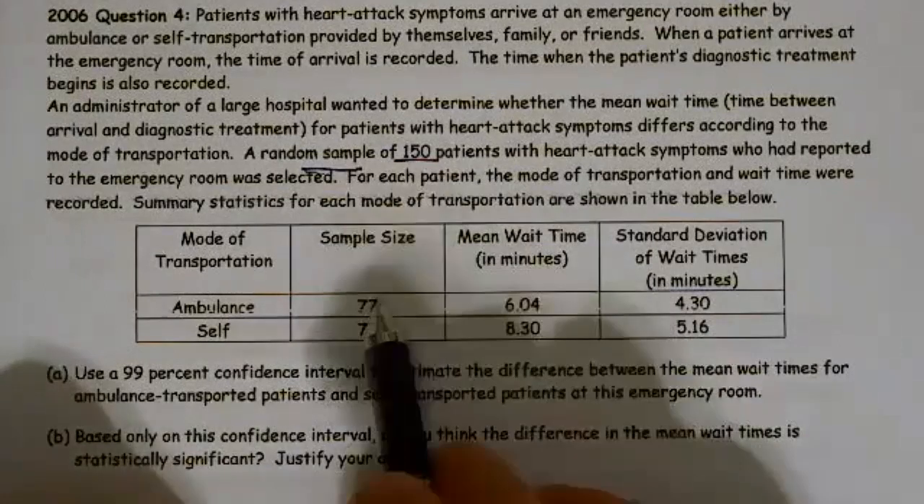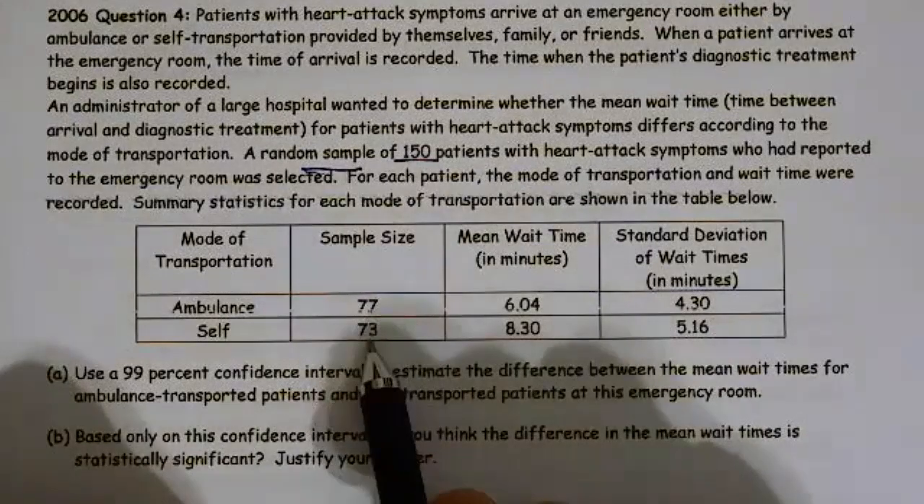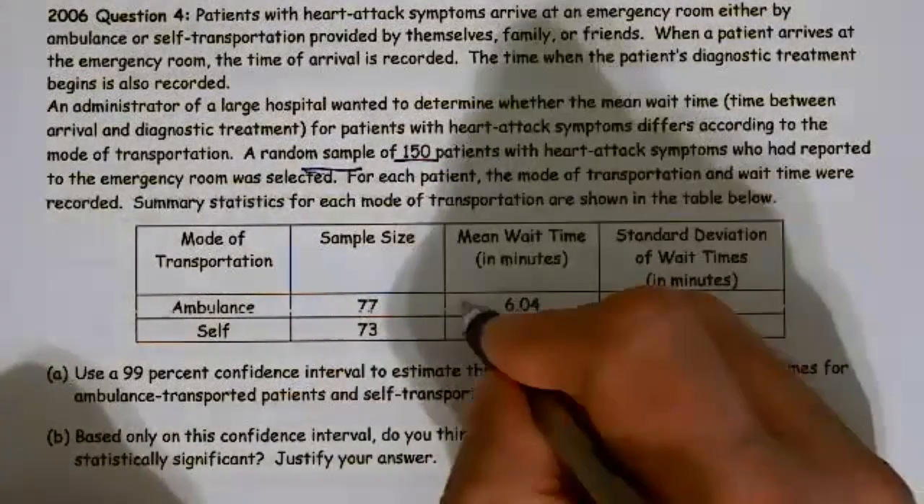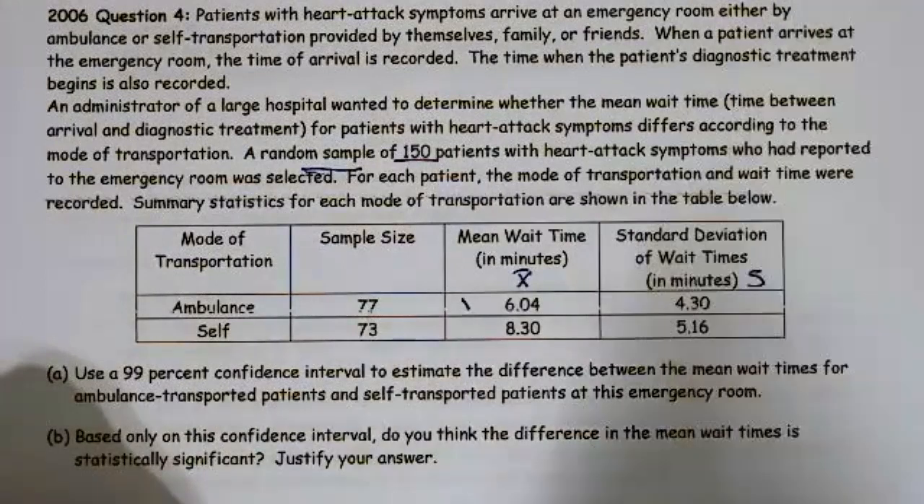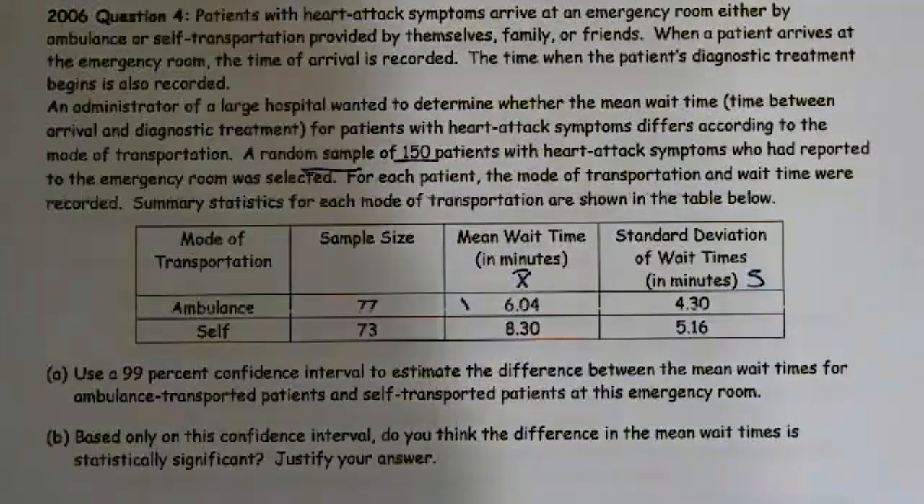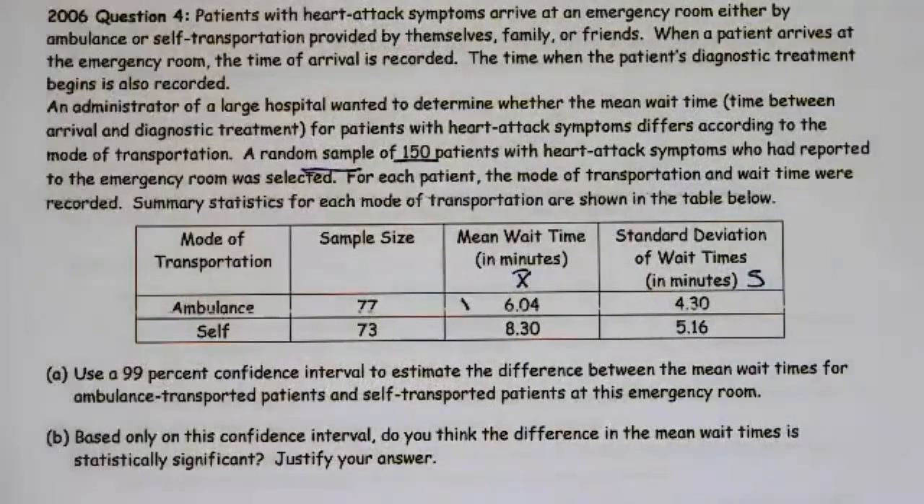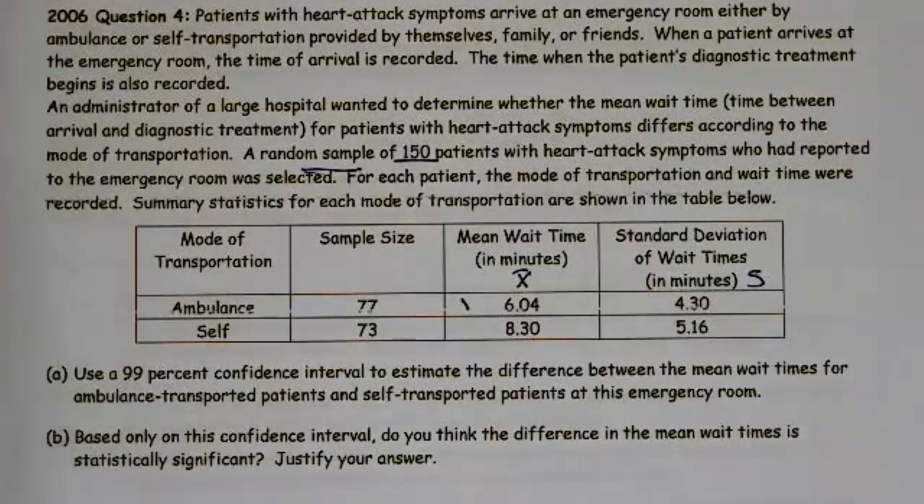So it turns out we have 77 were taken by ambulance, 73 brought themselves. This is an X, so these are my sample means. These are my sample standard deviations. And because I'm working with sample standard deviations, we know that this is going to be some sort of T. So use a 99% confidence interval to estimate the difference between the mean wait times for ambulance transportation and self-transportation patients at this emergency room.